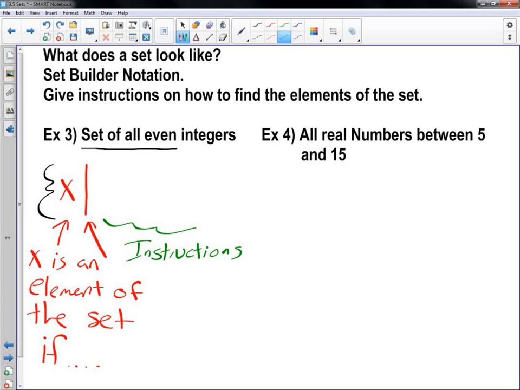Well, you can do this a few ways. You could write out all even integers. What I'm going to write is x is an element of the set, if we take 2 times x, or x, it's an integer.